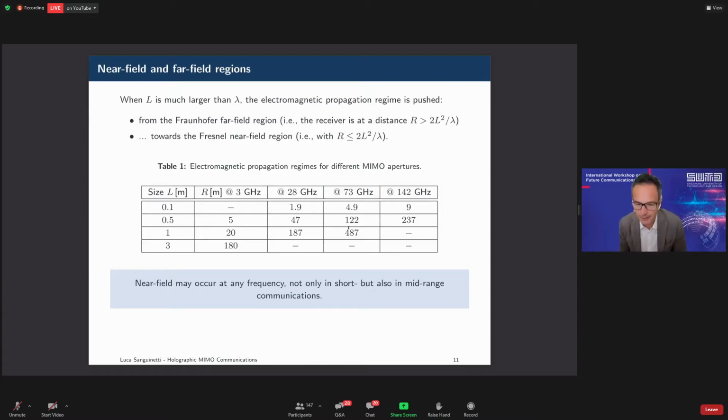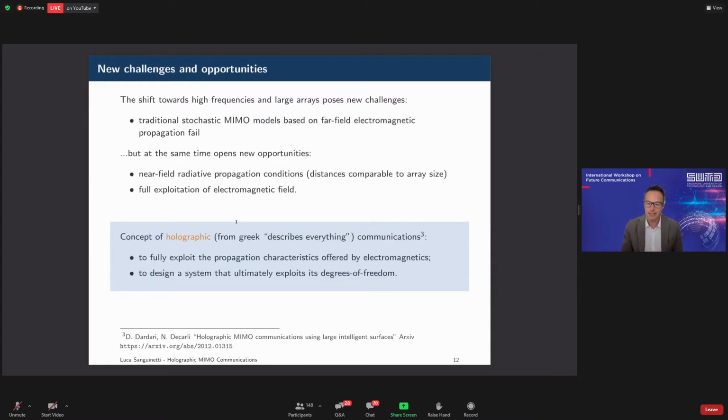So this near field can occur at any frequency, depending on the distance. But even if you consider, for example, the sub 6 gigahertz frequencies, you see here that we can really enter this near field region, and there is a lot more that we can exploit to improve the performance of the MIMO communication system. And this is precisely the objective of what we are doing in my group these days in the context of MIMO communications. Since we are operating at high frequencies and with large arrays, we had to revise the classical MIMO channel models, which are based on the far field approximation, to basically exploit all the potential that electromagnetic propagation can provide us.